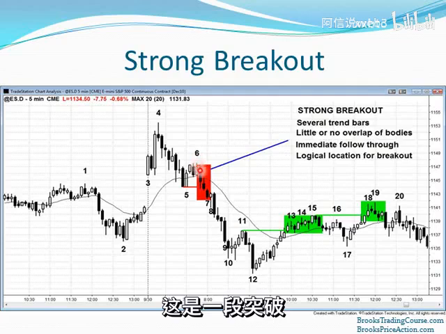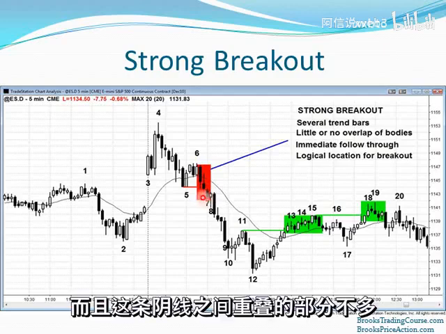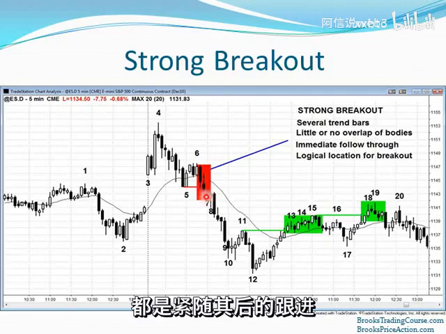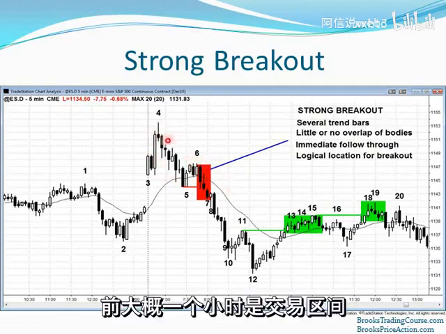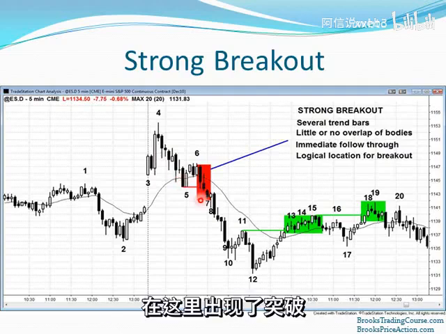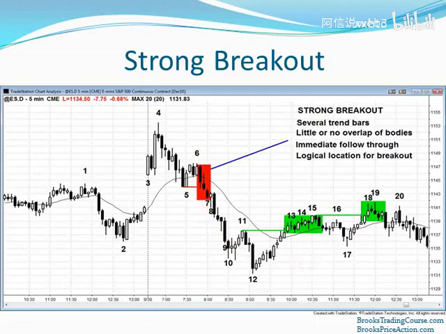Okay, here's a breakout, and the breakout is strong. We have a strong bear bar here, a big bear bar, small tail, another bear bar, follow through, another bear bar, and not all that much overlap among the bars. And there's immediate follow through, and it's also a logical location for a breakout. A trading range for the first hour or so of the day, and now we're getting a breakout. Maybe the range will double.